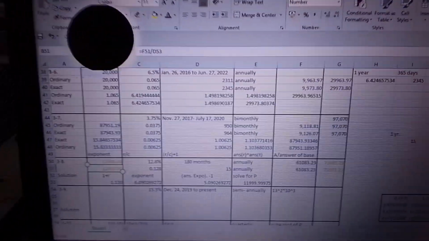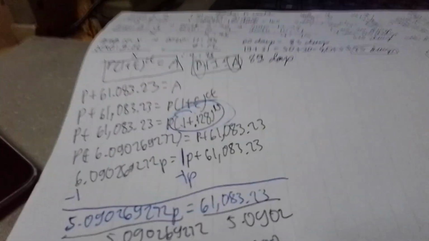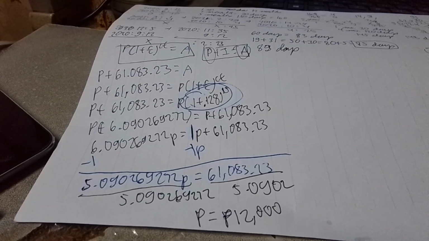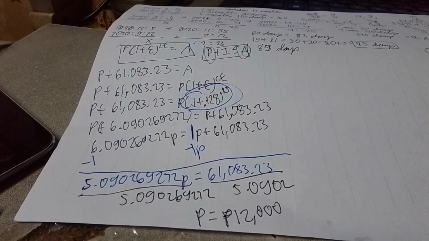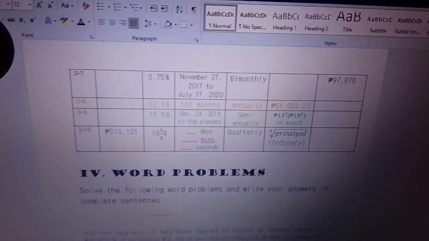Kaya that's really the answer. Okay? So now you know already how to solve for ano yun? Solve for the P and the I and the A if they are not given in compound interest. All you have to do is to just apply this formula and then apply this formula. Okay? Oh, it's 12:30. Alright, so good.